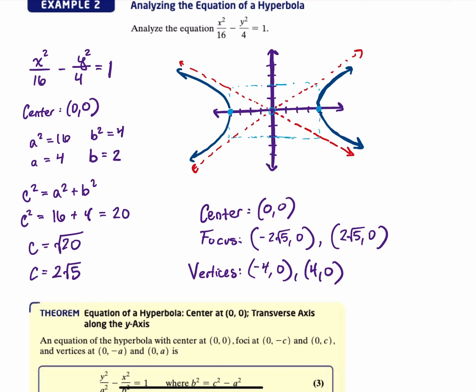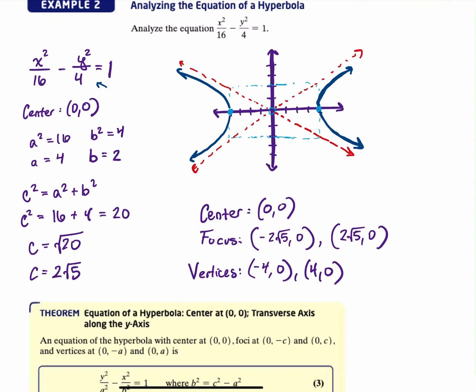All right, so if given an equation, you can find your a and b value underneath x and y. It's starting with the x squared term, so that tells me that it's opening to the left and to the right, like what we have here. We can find out where our focus point should be by finding our value of c using this equation. And then we can graph by using our a and b values. And from there, that also gives us our vertex locations.